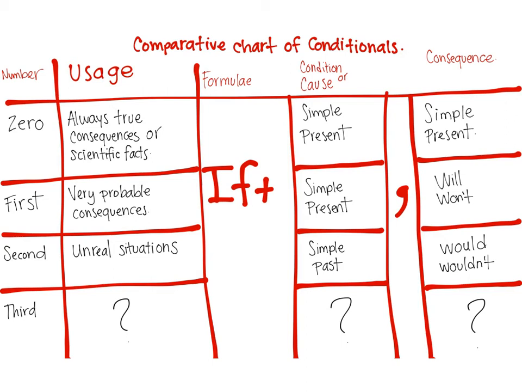So far, let's memorize this. Always true consequences or scientific facts, very probable consequences, and unreal situations. Simple present plus simple present. Then simple present plus will and won't. Transform it to the past and it's simple past and would or wouldn't.